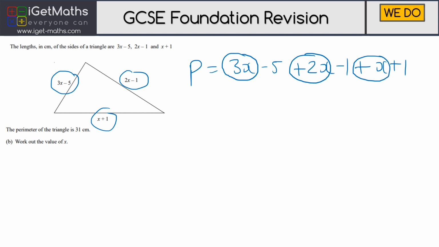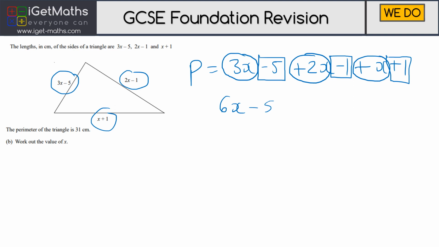That gives us a 3x plus a 2x plus an x. So that's 3 plus 2 is 5 plus another 1 is 6x. And then we're going to put a rectangle for the numbers with the symbol to the left. So that's a minus 5, that's a minus 1, and that's a plus 1. Plus 1 minus 1 will cancel, and then you're just left with a minus 5. So we've got the perimeter is 6x minus 5.